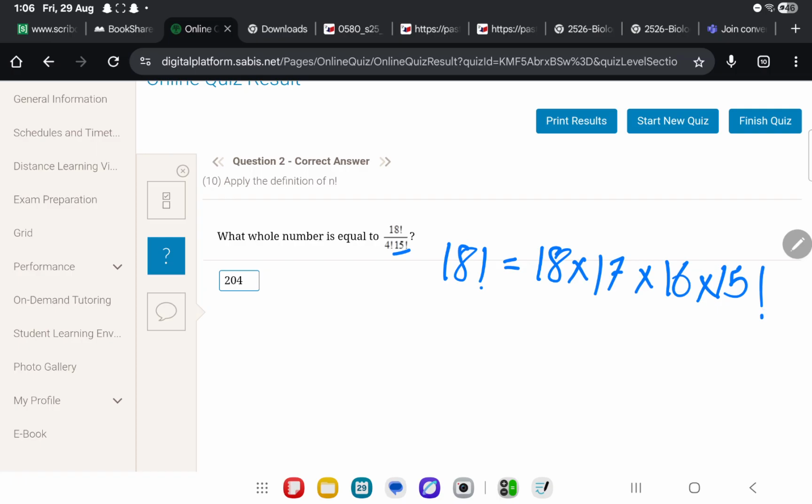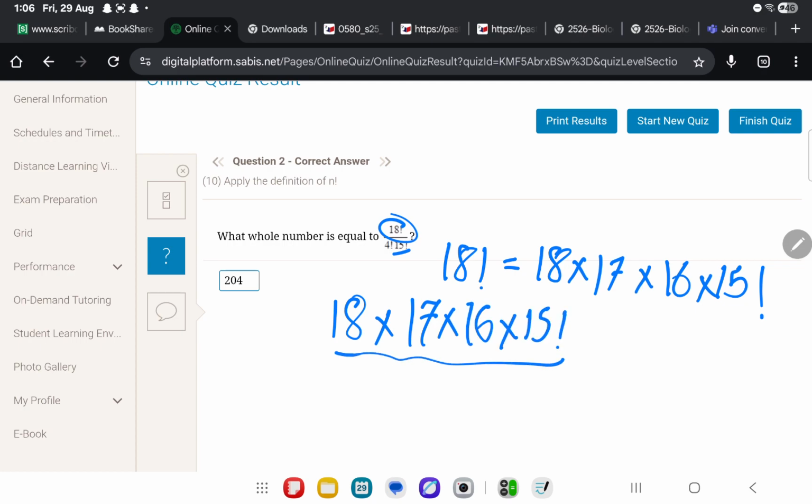Right? For the second biggest number at this position. So this is equal to 18 factorial. Now, we're just going to write it down as a fraction. So it's going to be 18 times 17 times 16 times 15 factorial over 4 factorial, 15 factorial.